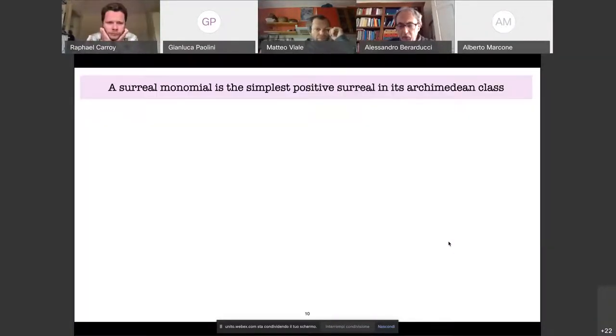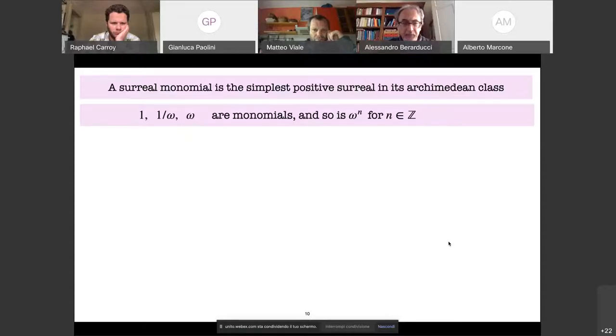Okay, now to go further, you now want to represent the surreals as a kind of generalized series. You want to show that the surreals contain the Laurent series, the Taylor series in omega, the Puiseux series. They are a kind of generalized series. To do that, you must first decide what the monomials are.